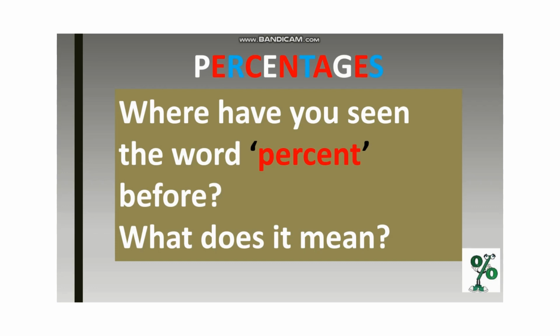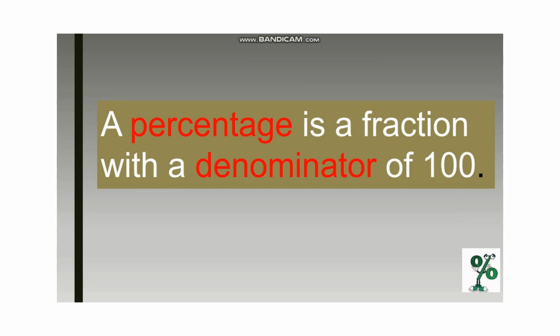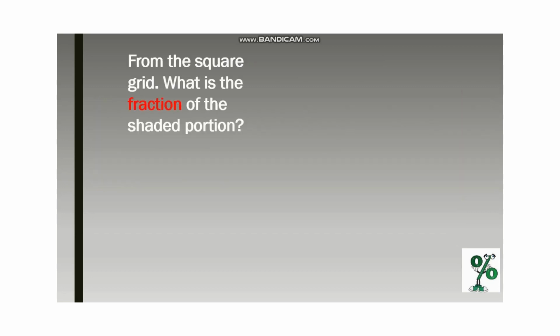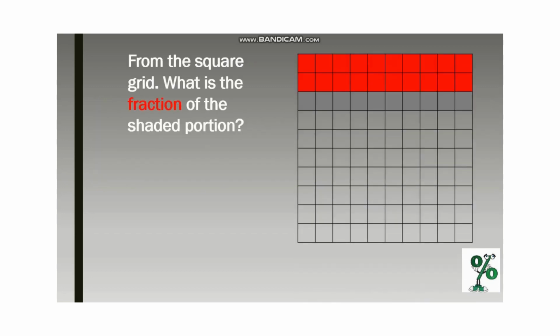Percentage is a fraction with a denominator of 100. It basically means out of 100. Okay, so let's quickly look at this. From this grid, what is the fraction of the shaded portion, or the squares that are shaded out of this?